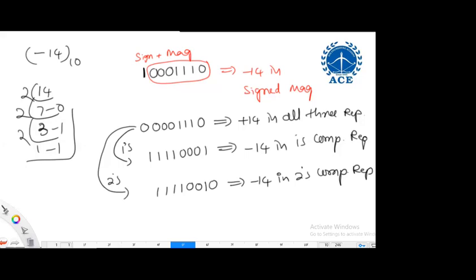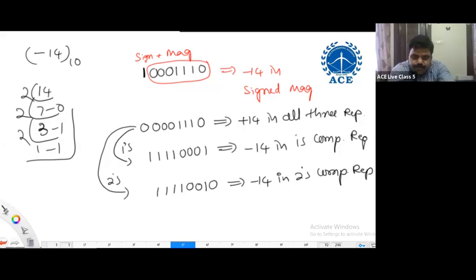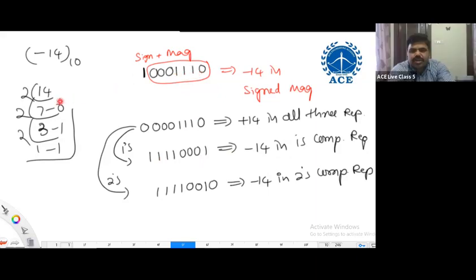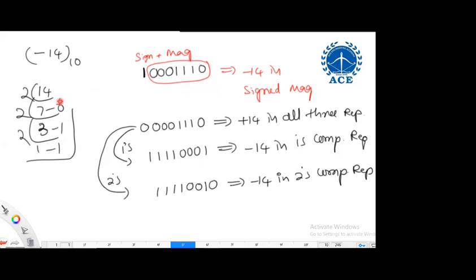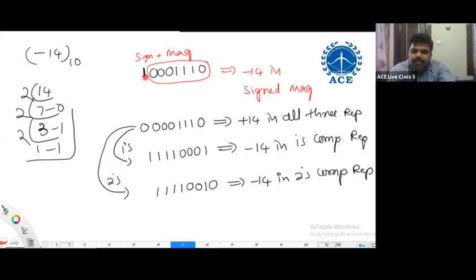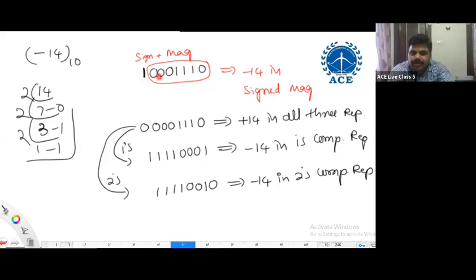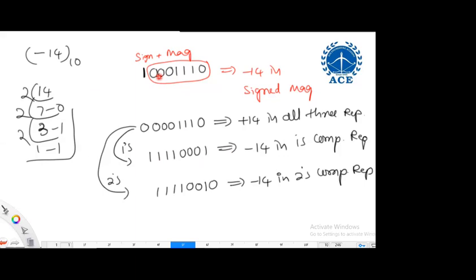Good afternoon, sir. Sir, in this minus 14, 1110 is there. Minus 14 is not 1110. 1110 is the magnitude, it is 14. Minus is indicated by the 1. Yes, the MSB is 1 to say it is negative. You wrote 3 zeros, sir. Why is that?